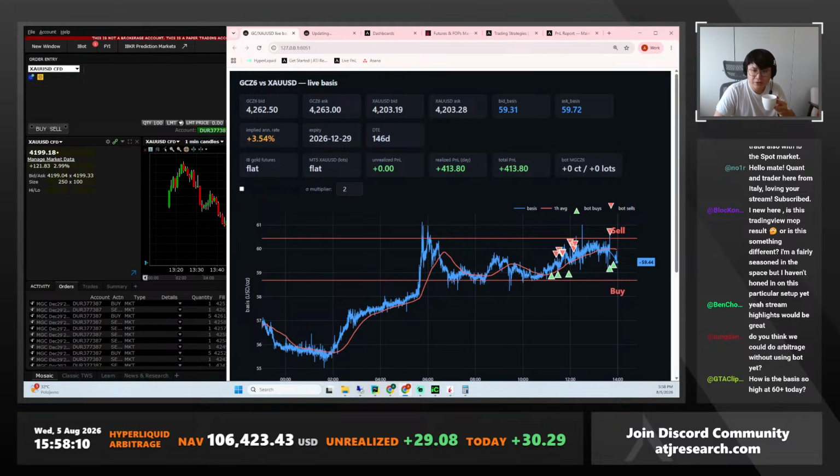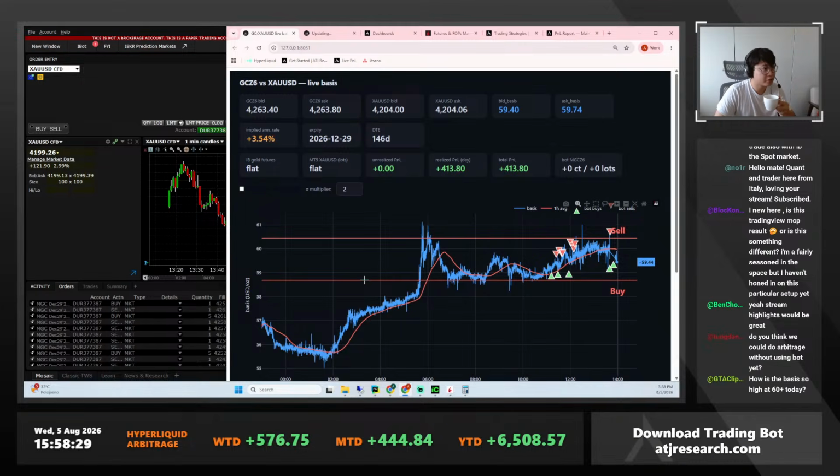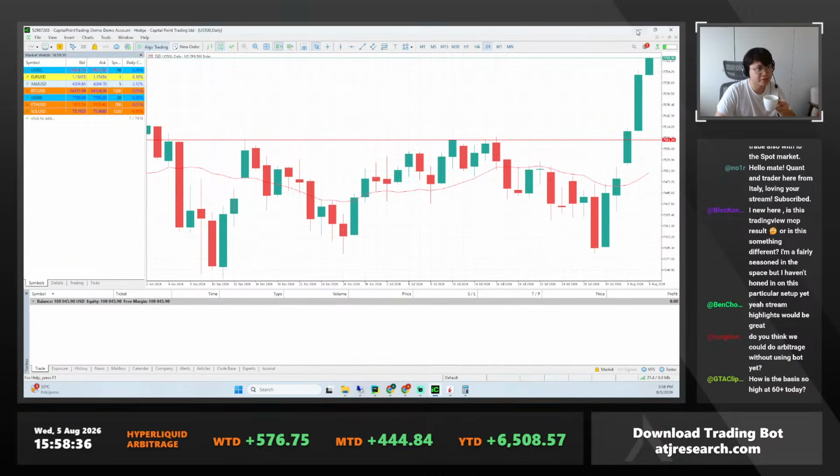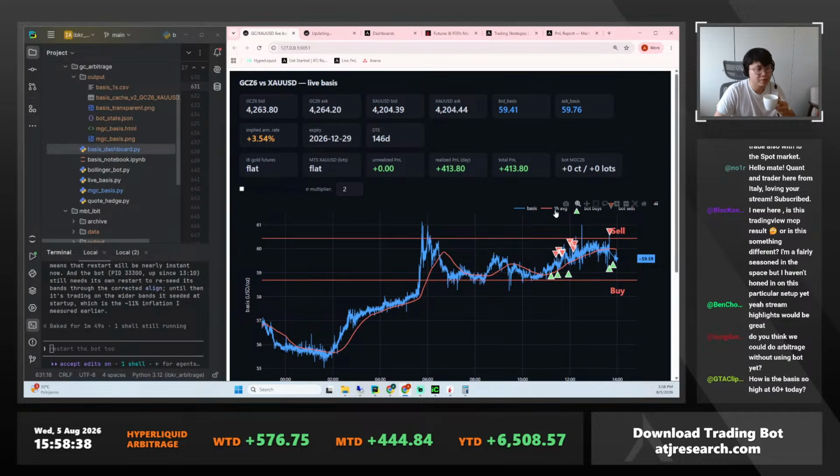I'm new here. Is this TradingView MCP result or is this something different? I'm fairly seasoned in the space, but I haven't honed in on this particular setup yet. What is TradingView MCP result? I don't quite get it, but this is a very simple statistical arbitrage between gold futures, traded on Interactive Brokers on the CME exchange, and just the XAUUSD CFD, right? So this is just a very simple arbitrage trading.